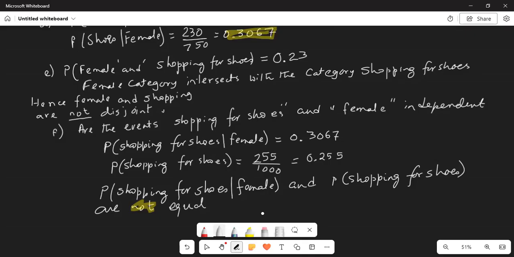So probability of shopping for shoes given female is not equal to probability of just shopping for shoes. Had they been equal, okay, they would be independent, okay. So let me create some space.